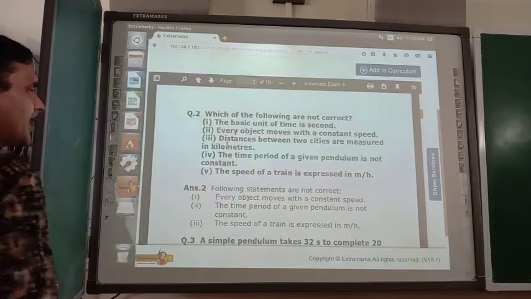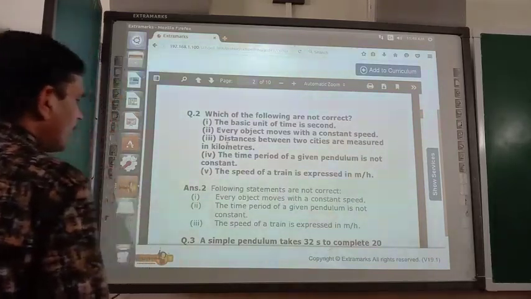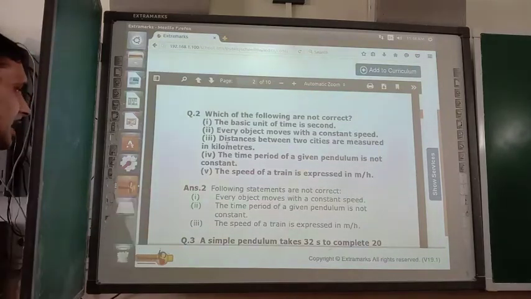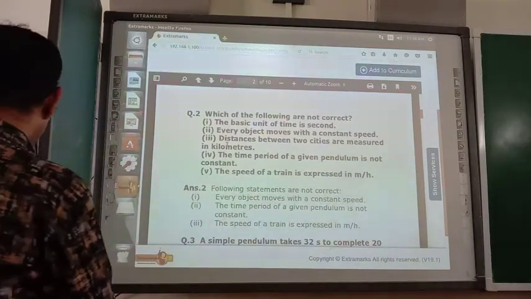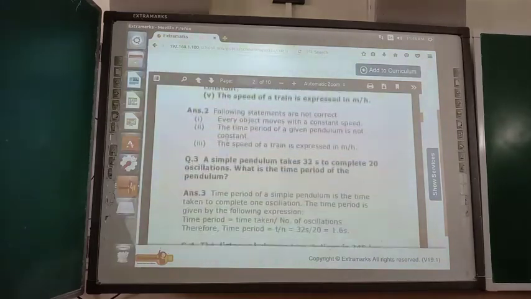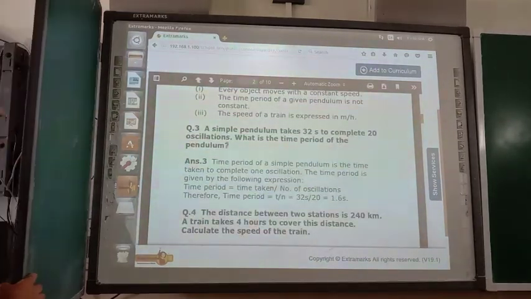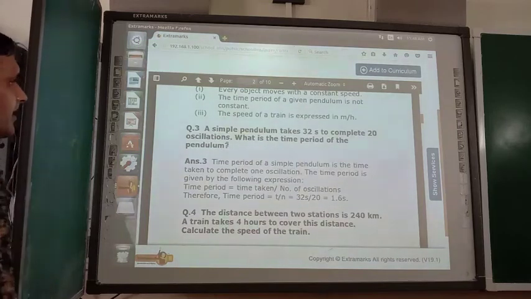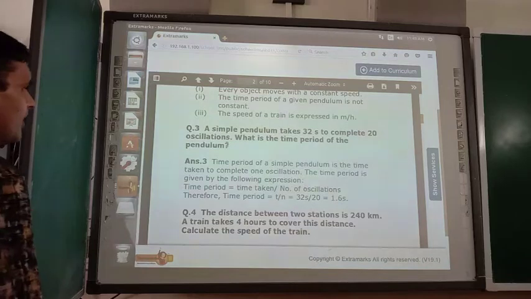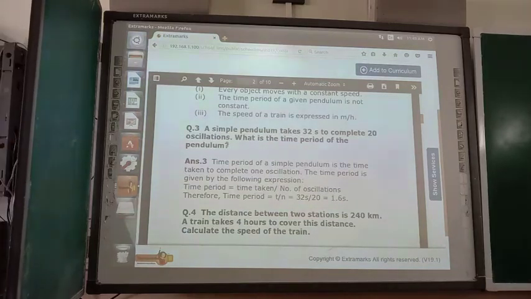The speed of a train is expressed in meter per hour. No, it is expressed in kilometer per hour. So this statement is also wrong. Okay, next one, question number 3. A simple pendulum takes 32 seconds to complete 20 oscillations. What is the time period of the pendulum?